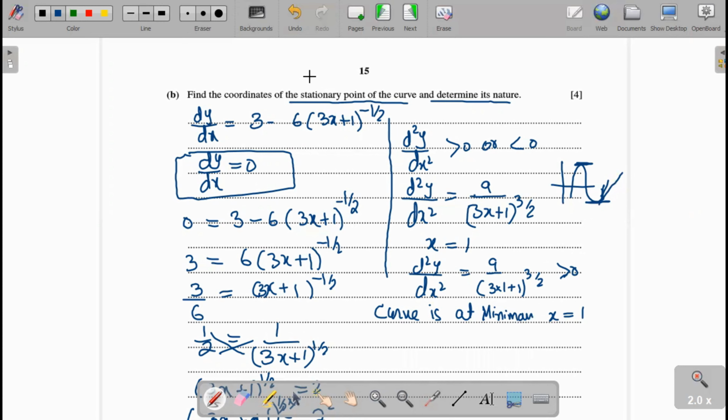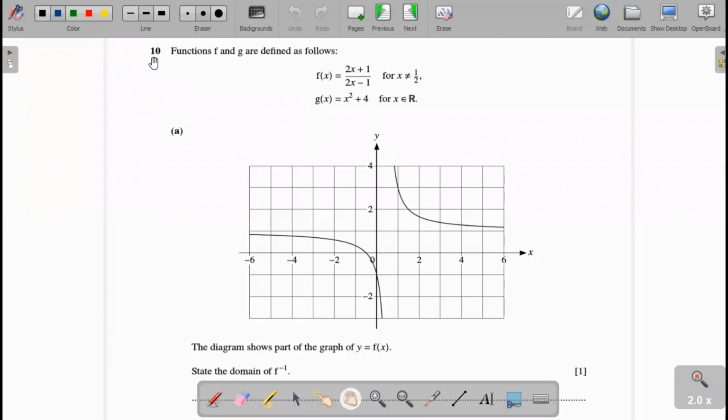Now we go to the next part, the next question. Question 10. Functions f and g are defined as follows. f of x is (2x plus 1) over (2x minus 1), for x not equal to 1 over 2, g of x is x squared plus 4, for x a member of R. Now the diagram shows part of the graph y equal to f of x. Here this is the function f of x.